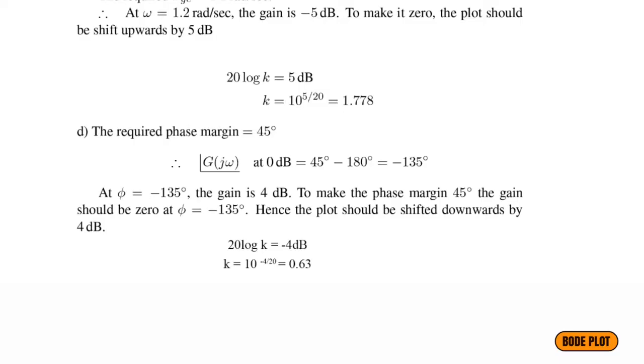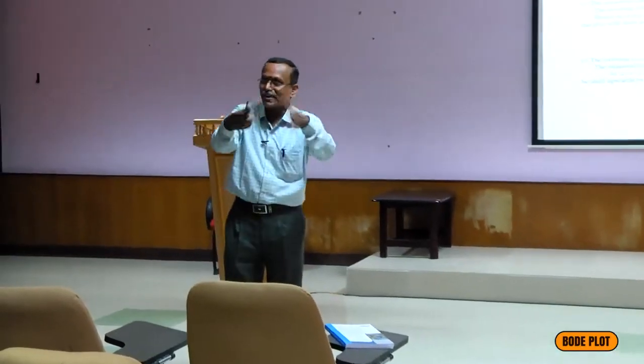Next question. The existing gain crossover frequency is 0.8 radians per second. That is not at all required. If the required and the existing are the same, you can leave it. No adjustment is required. That's why it is given. It is not simply given. If both are the same, no adjustment is needed.